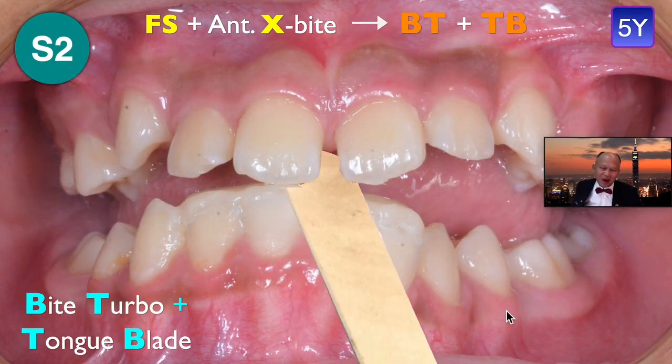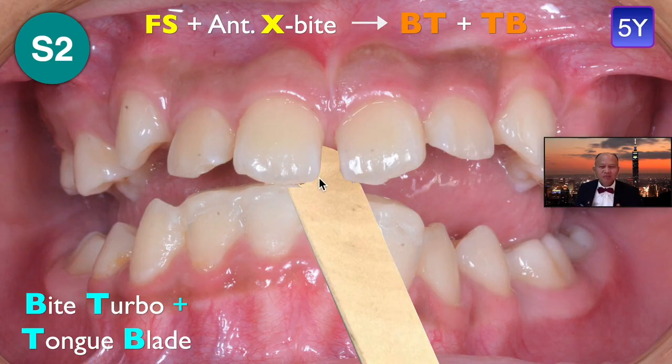And this is how I build this biturbo with flowable resin, and I ask the patient to exercise this tongue brade. The tongue brade will help. The exercise of this tongue brade will speed up the correction of this anterior crossbite. It's very, very effective. And you kind of invite the patient to participate in this treatment, so they play an active role in this treatment.